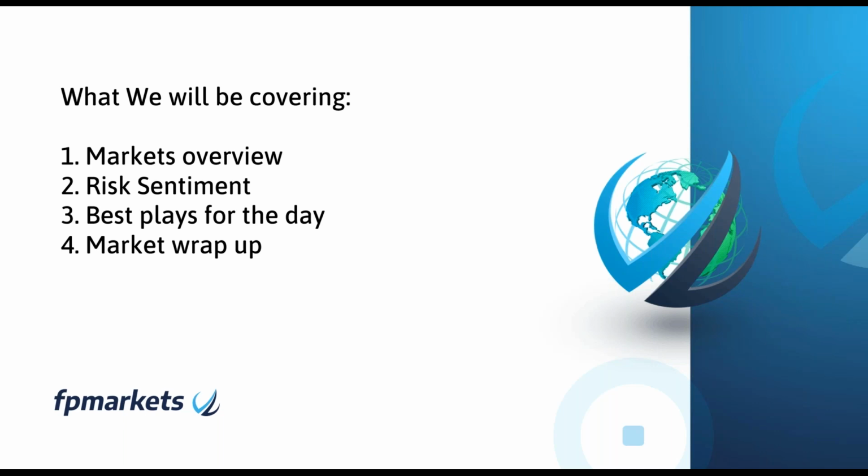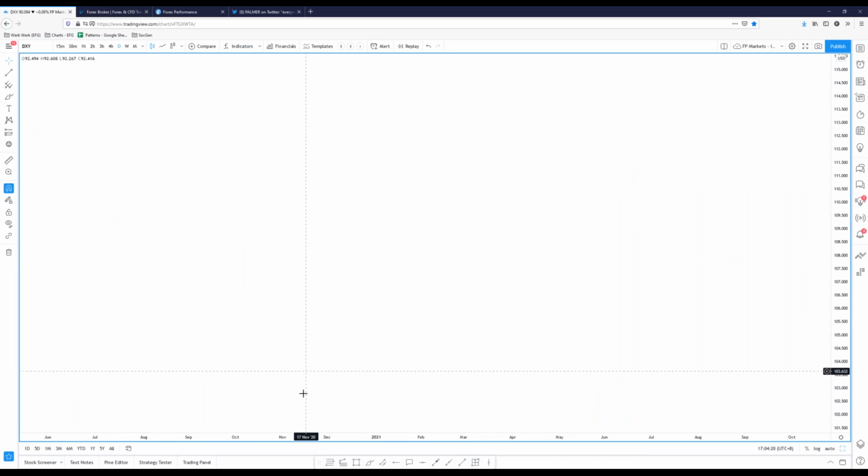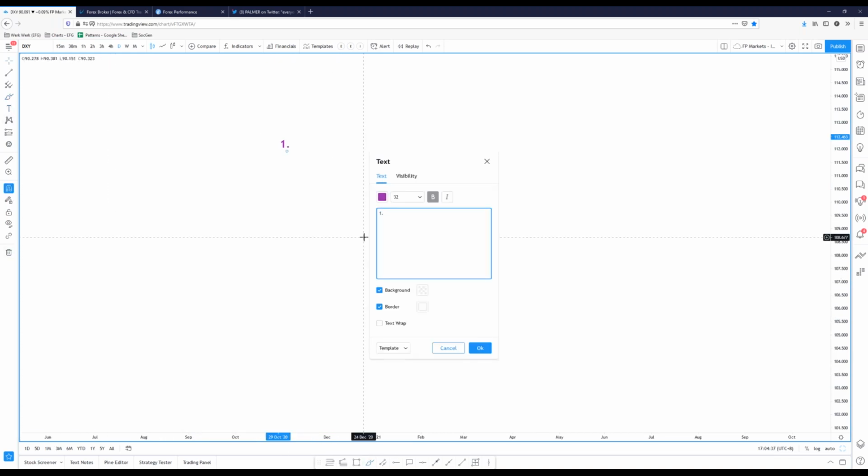Let me open up the chart over here. Generally, when we're talking about a markets overview, what do we normally do? At the start of every day, it is very important for a trader to know a few things. Let me put this in a text box, it'll be easier. One, a trader needs to know key events. This is why we want to look at the markets overview.